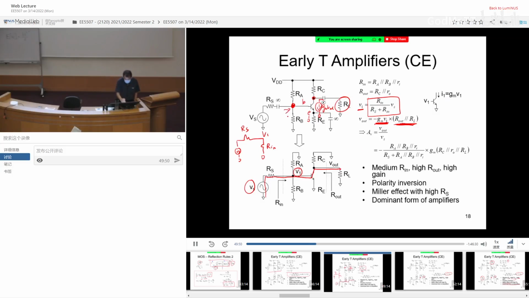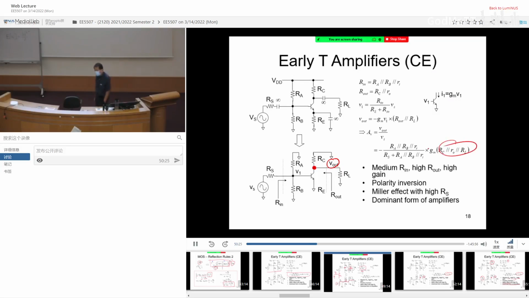Let's determine Rin first. Once I get the Rin, I can write down the voltage divider. And since this is common emitter, we are going to have gm cell, current source. And then finally, the output resistance is basically, where is your output point? Your output point is here, V out. And you stand at this point, you look around 360 degrees. What is the resistor that you see? Top, RC. Bottom, R0. Right, RL. So, this guy. Okay? So you can easily derive the gain in one shot.